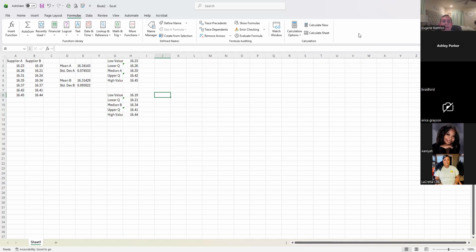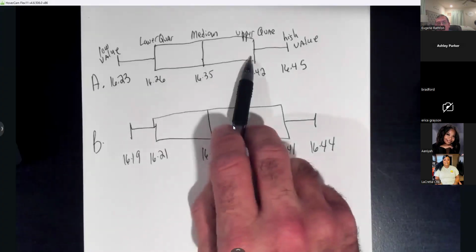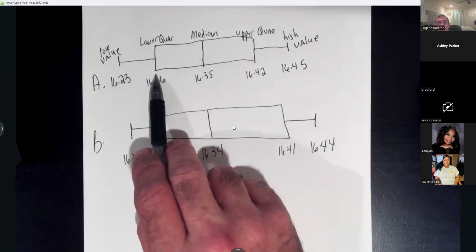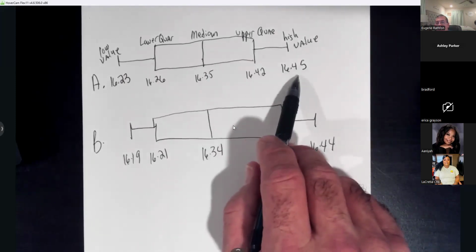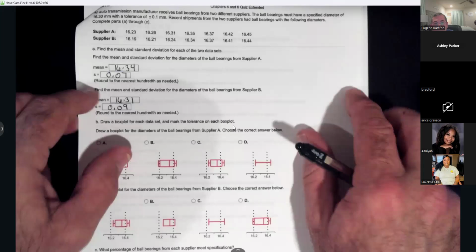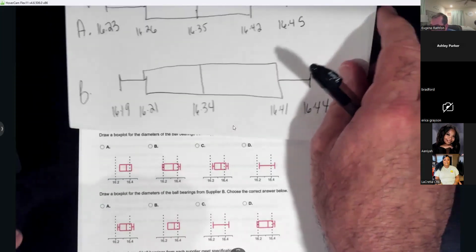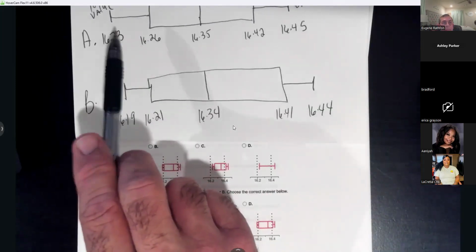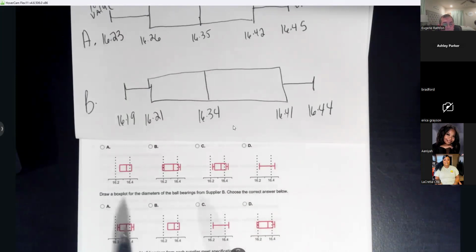So y'all, I was just throwing that data down real quick and making the whiskers based off our low value, lower quartile, median, upper quartile, high value. So I wrote them numbers down for both of these so that we can choose one of these graphs for each. So y'all, here was our data from A. I'm going to sort of fold this so we can see it here. So for A, our low value was 16.23.